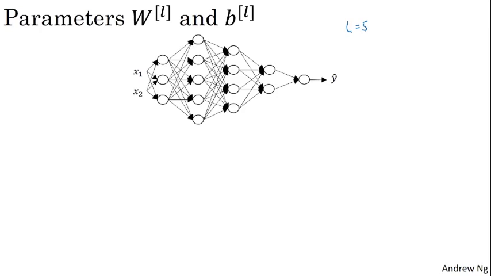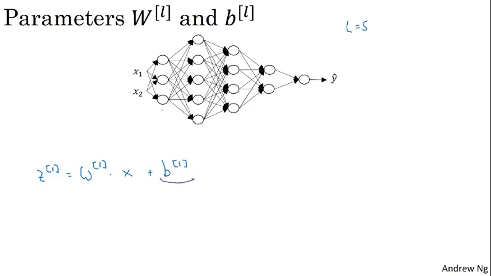So capital L is equal to 5. Right? Count quickly, not counting the input layer. There are 5 layers here, so 4 hidden layers and 1 output layer. And so if you implement forward propagation, the first step will be Z1 equals W1 times the input features X plus B1. So let's ignore the bias terms B for now and focus on the parameters W.